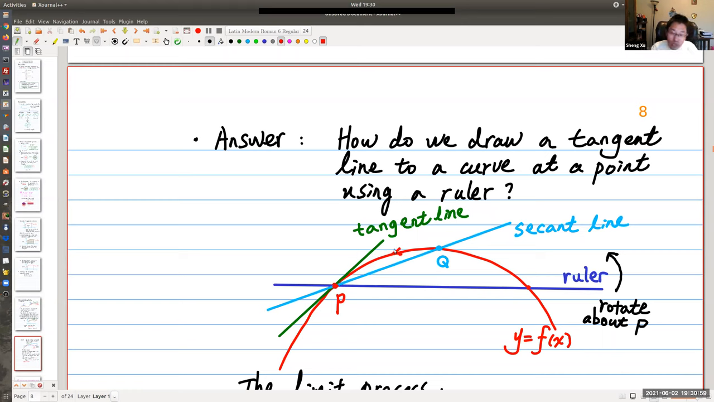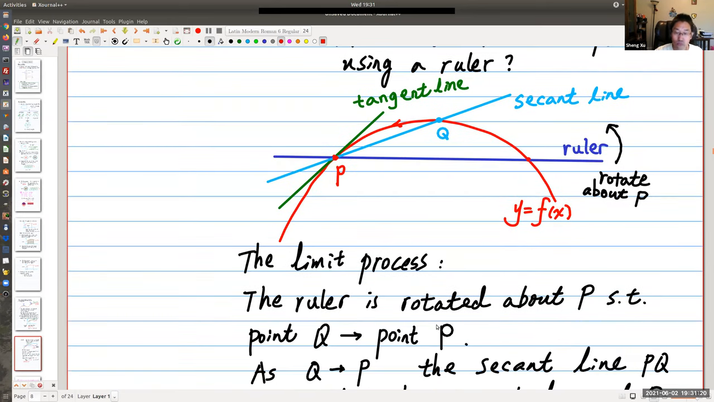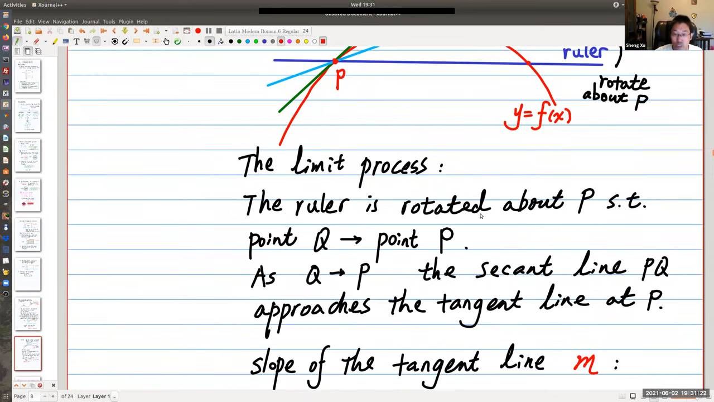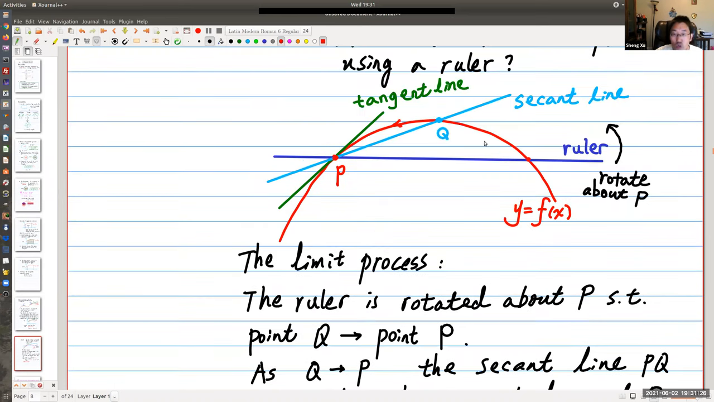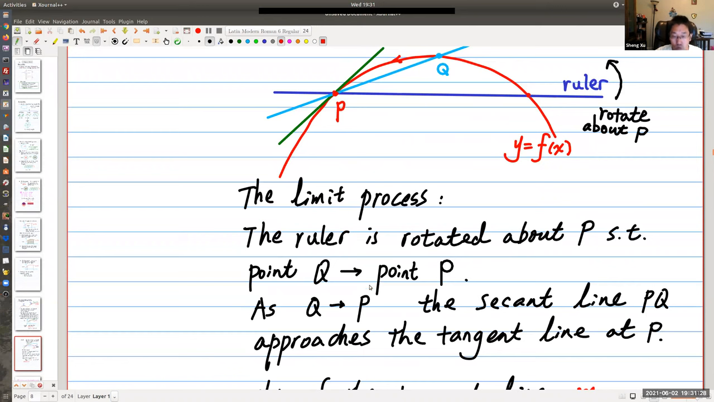When you rotate that ruler, at some point you say, oh, that's a tangent line. When you get to that tangent line, that Q point is somehow on top of P. Does it make sense to you? So this process is the limit process. The ruler is rotated about the point P such that point Q approaches point P.